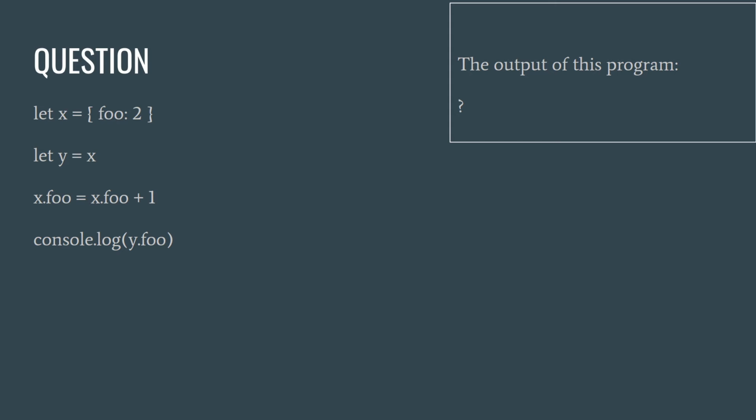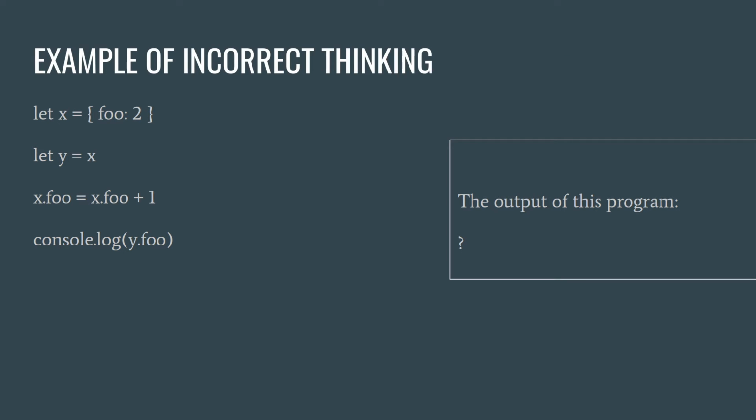If you want to work it out, pause this video right now and try to think about it. Let me give you the incorrect way of thinking. The incorrect way of thinking is that x and y are completely independent, and therefore modifying x does not modify y. That's an example of an incorrect way of thinking. Another incorrect way of thinking is that x and y are the same thing because of the equality. We saw in the last exercise that this is not the case.